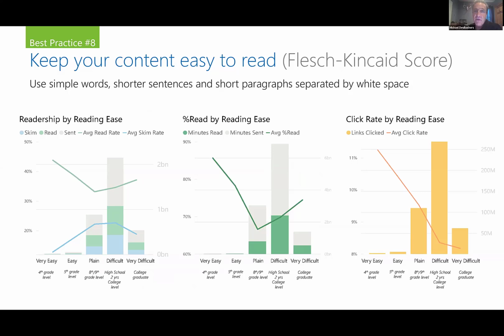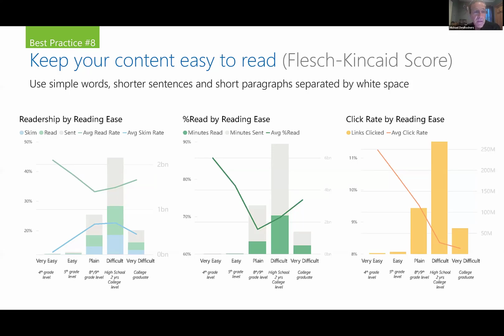In reading ease, many people are familiar with the Flesch-Kincaid score. Essentially, it's just a grade scoring system for how easy the content is to read. You'll notice on the charts the bars are volumes, like how much gets sent in each category. There are very few messages sent that are very easy or easy, and those obviously have much higher rates in every category, right? Readership, clicks, percent read is higher.